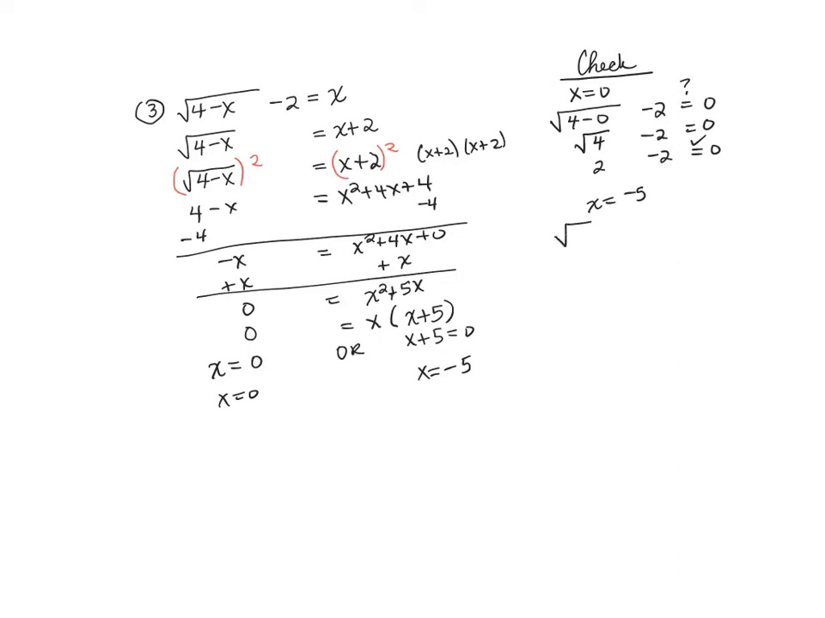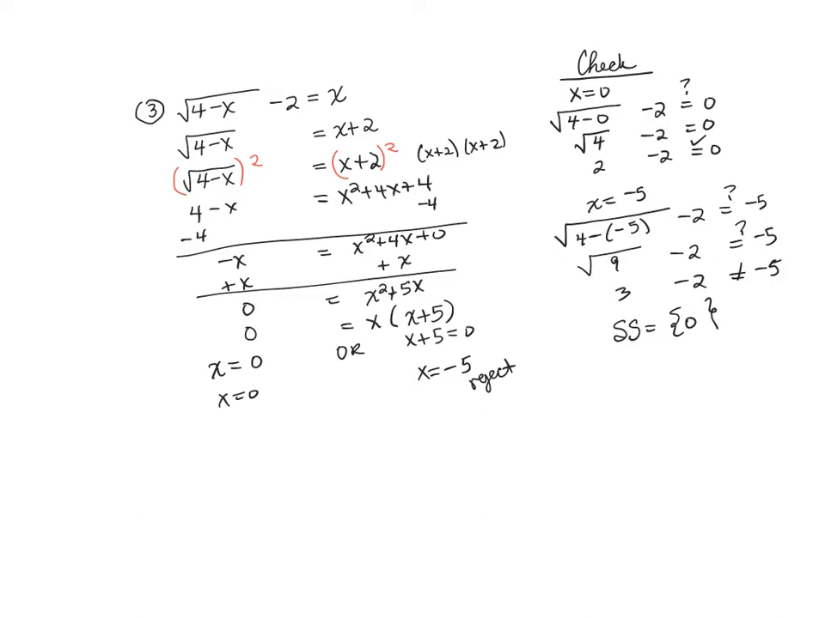So we get the square root of 4 minus negative 5 minus 2. Is that equal to negative 5? Okay, so we get the square root of 9 minus 2. Is that equal to negative 5? 3 minus 2 does not equal negative 5, so we reject this solution, and the solution set is just 0.